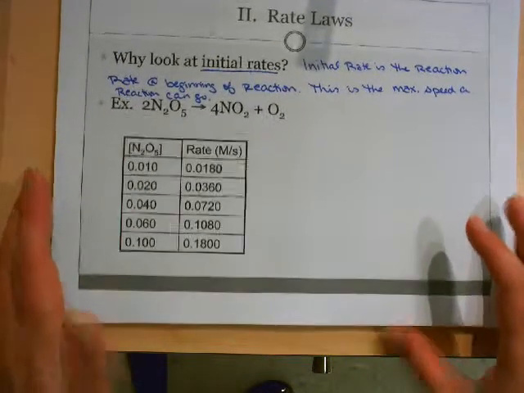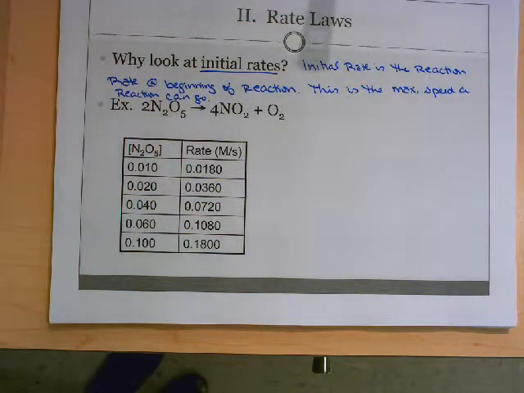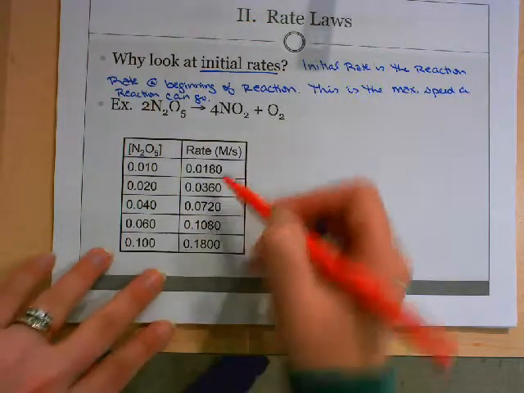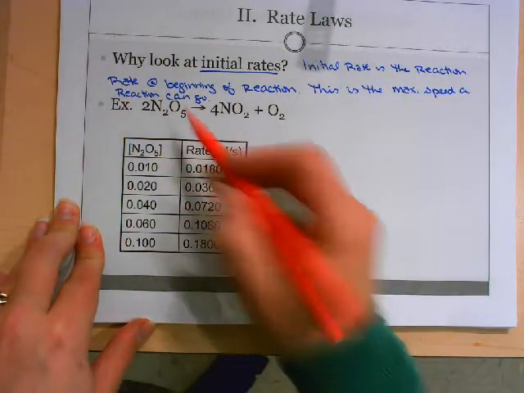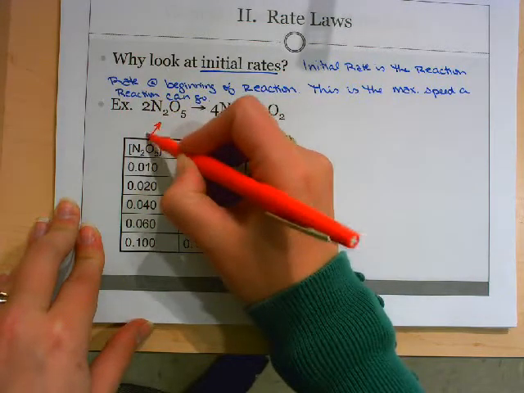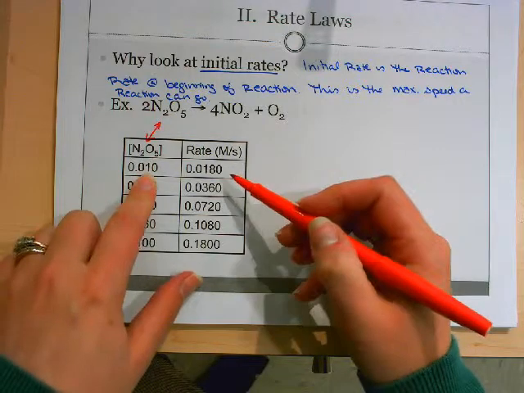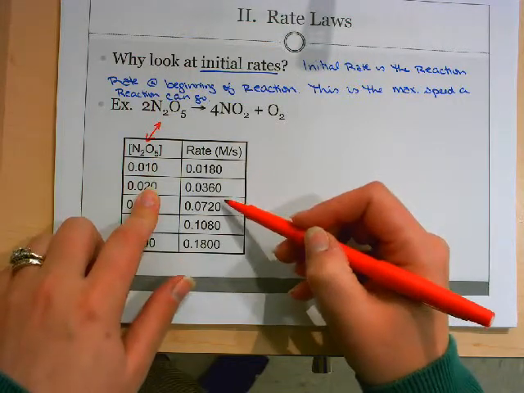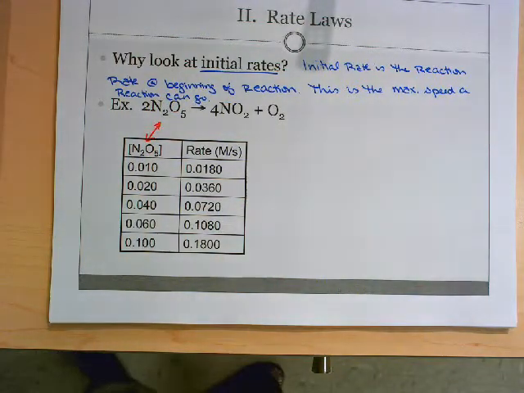Alright, so let's look at problems. We can draw a graph. Good. Alright, so let's say I have two dinitrogen pentoxides, and they're going to make 4 nitrogen dioxides and 1 oxygen. I went ahead and looked at a bunch of different concentrations of reactants, and I saw how the rate changed. So I had 0.1, it went this fast, at 0.2, it went this fast, 0.4, it went this fast. So I just changed it and saw how fast the reaction went.